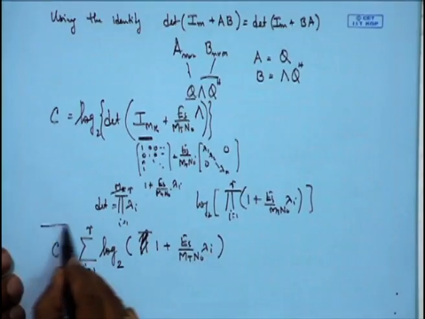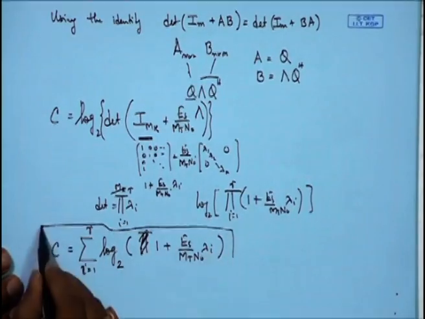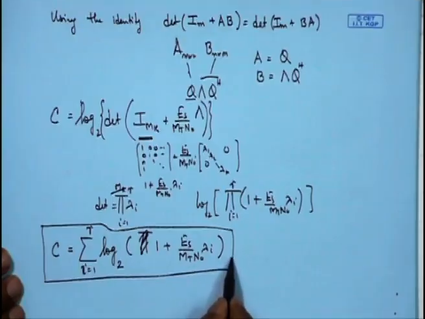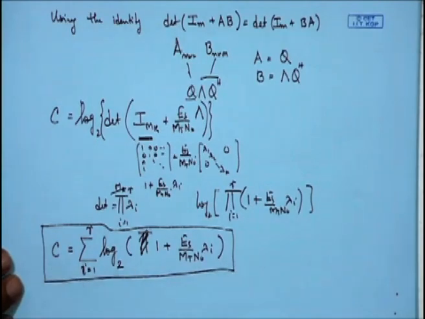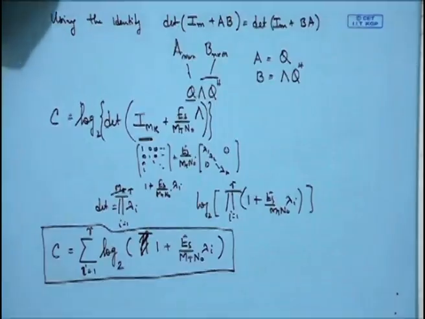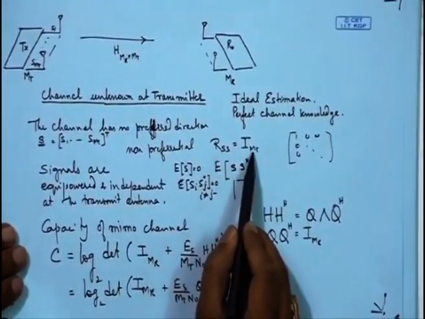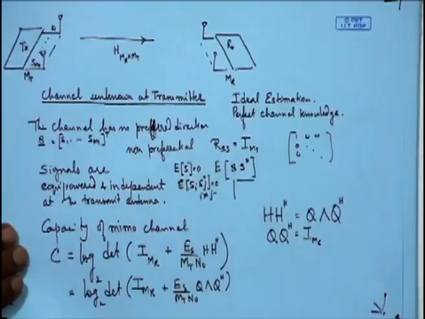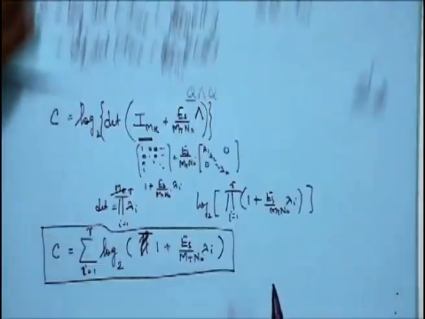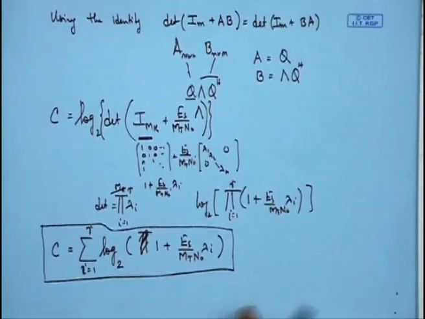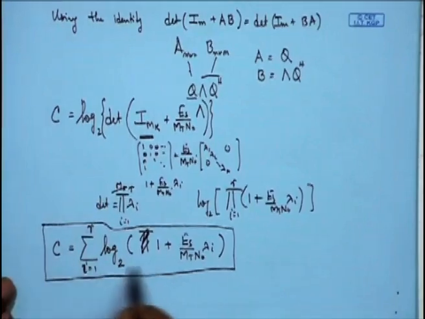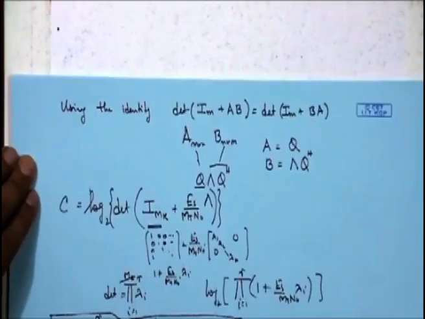So we have this as the final expression of capacity for a MIMO system where the channel is not known at the transmitter, and we have arrived at it by making certain assumptions, that R_SS is equal to I of Mt, and H, of course, is the standard notation that we have used. If we take a careful look at this particular expression, what can we say about it?